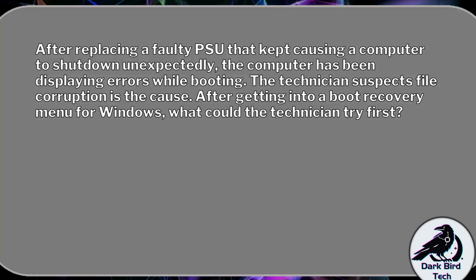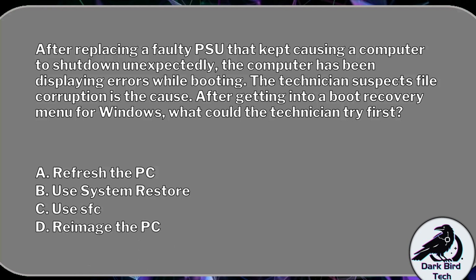Next up, after replacing a faulty power supply unit, PSU, that kept causing a computer to shut down unexpectedly, the computer has been displaying errors while booting. The technician suspects file corruption is the cause. Could well be, if the computer's been shutting down unexpectedly, that will lead to data corruption. After getting into the boot recovery menu for Windows, what could the technician try first?